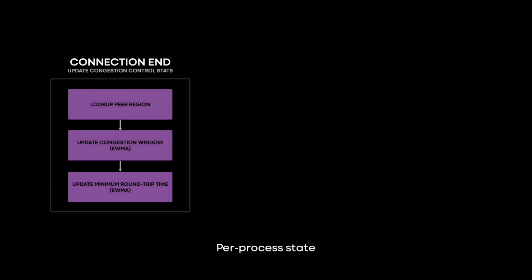So here's how we do it. We maintain a per process state that includes a congestion window and minimum round-trip time seen for each peer region. Whenever a QUIC connection ends, we update that state.